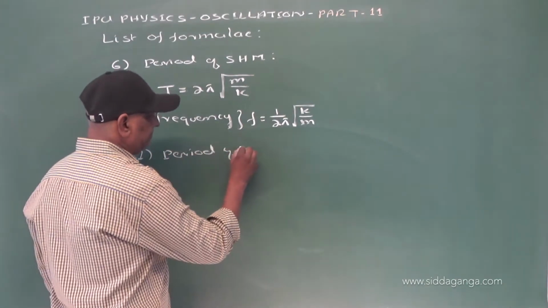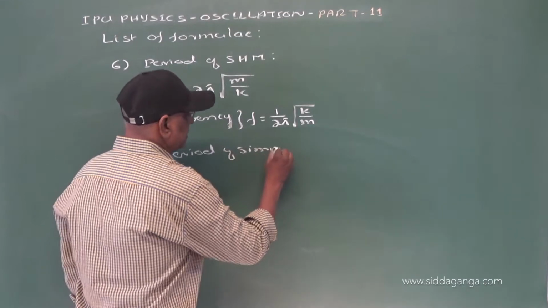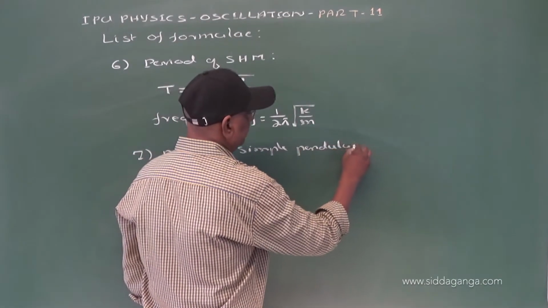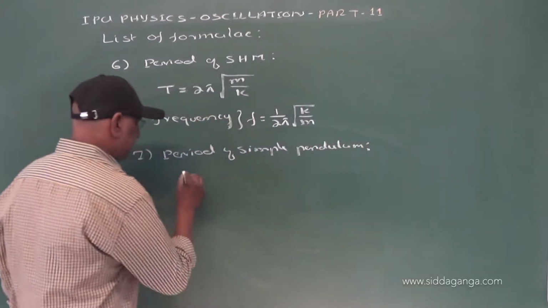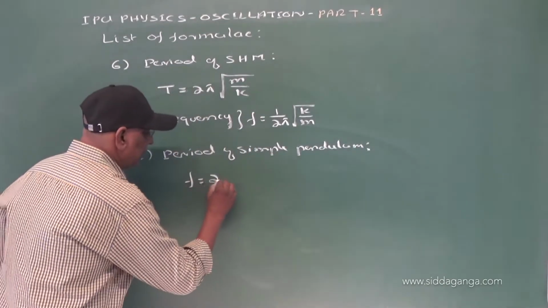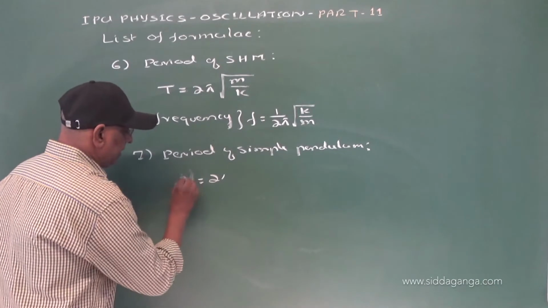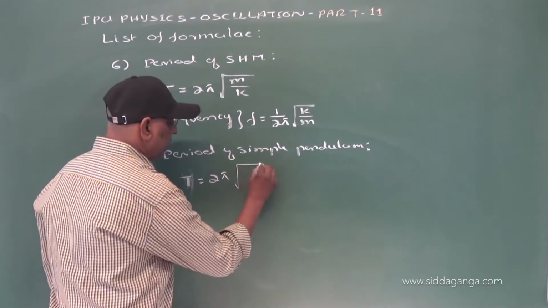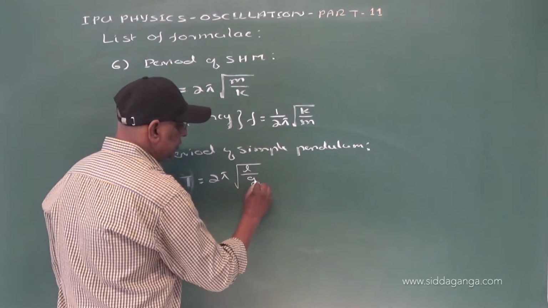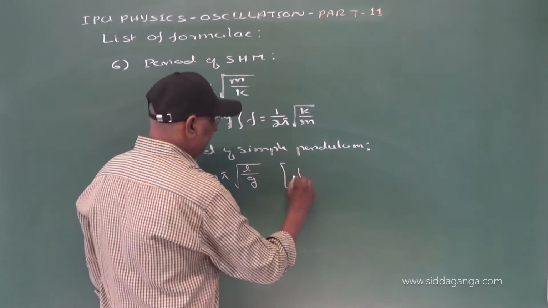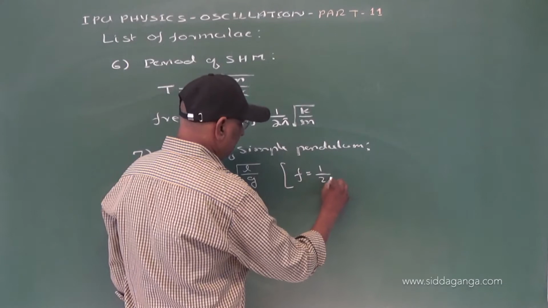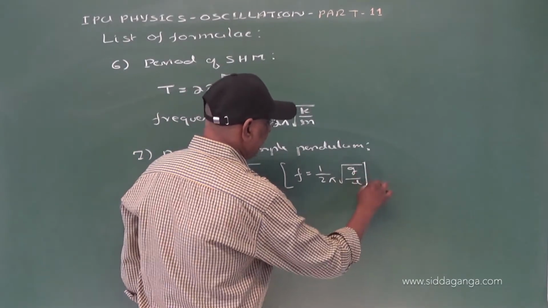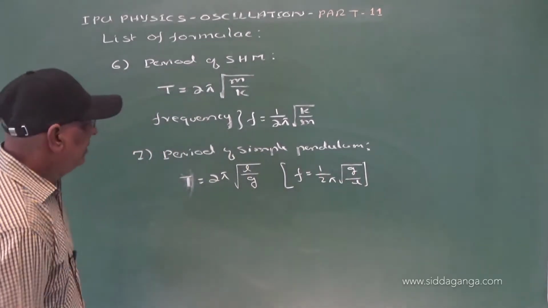Now the seventh one, we have period of simple pendulum, T is equal to 2 pi into square root of L by g, and frequency f is equal to 1 by 2 pi into square root of g by L.